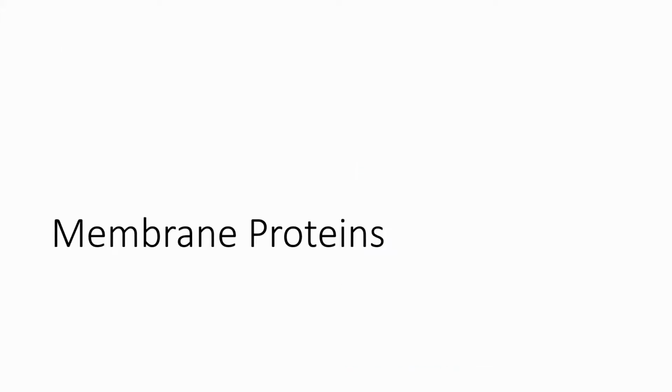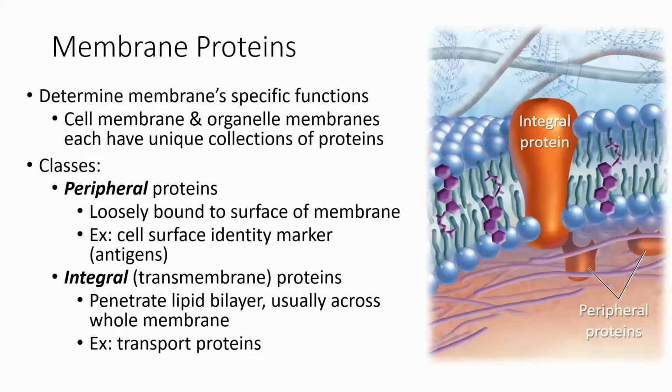So let's talk about some of the membrane proteins that are stuck in the cell membrane. These membrane proteins are really important for determining the function of the membrane, and they can determine a lot of the properties of the cell that this membrane is covering. Each part of a cell, whether it's the internal membranes or the external membrane, is going to have its own unique combination and collection of proteins. There are two major classes.